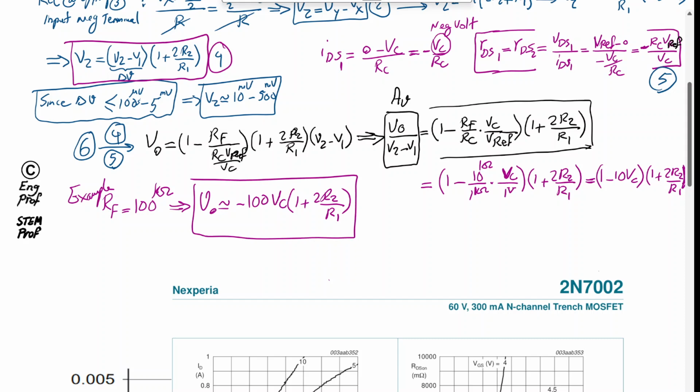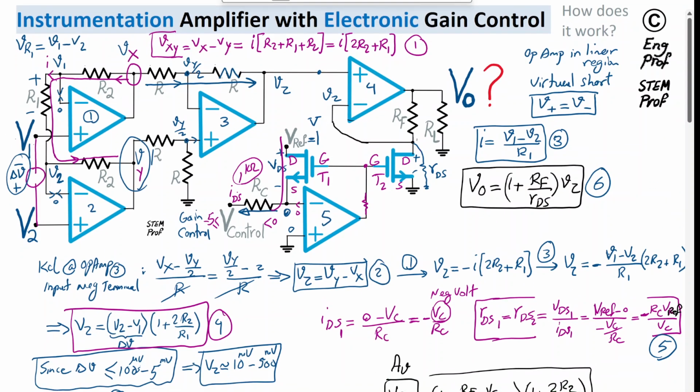So that's a linear gain control that we can get from the voltage VC, which is a negative voltage. I hope this example is helpful in showing how we can use the electronic gain control concept, for example using an N-channel MOSFET in this case, but equivalently it can be done with a junction field effect transistor, to equip an instrumentation amplifier with electronic gain control.